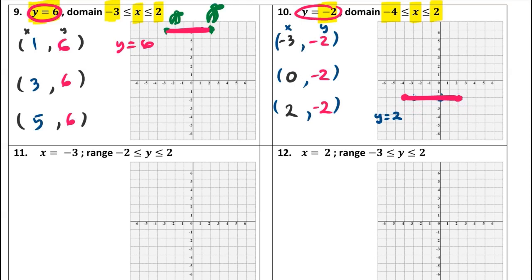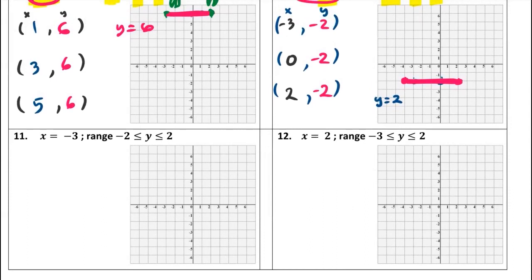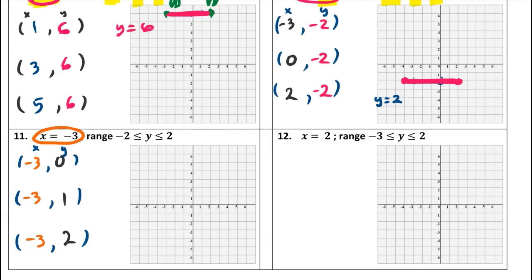Now number 11. If you want, you can try it out before I do it. It's the same idea. So choose 3 points as x and y ordered pairs. But in this case, your x is -3. It is no longer y. This is x equal to -3. Sorry for that. All x's are -3. For y, we're going to choose any number. Let's say I choose 0, 1, 2 to make it convenient.